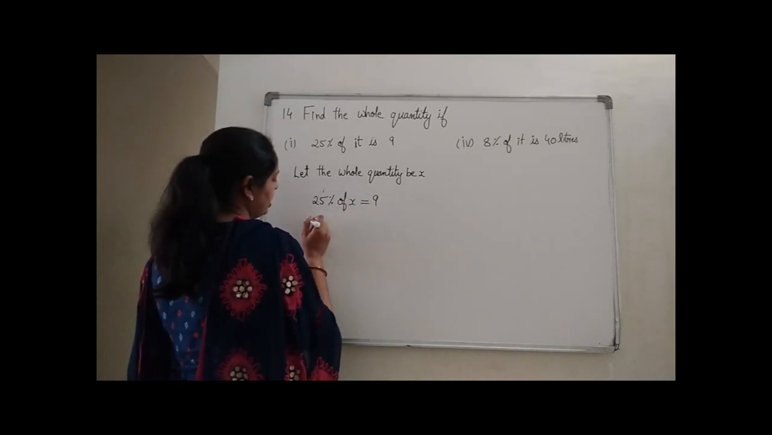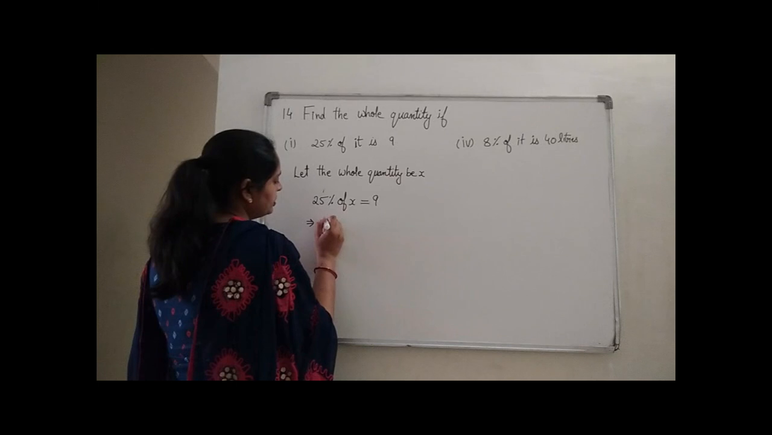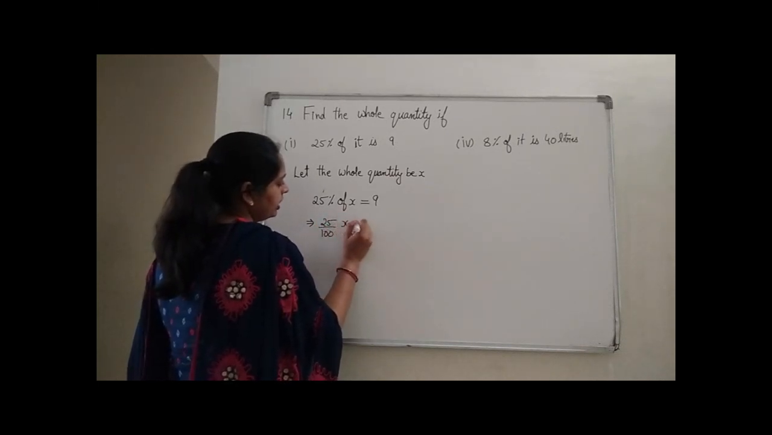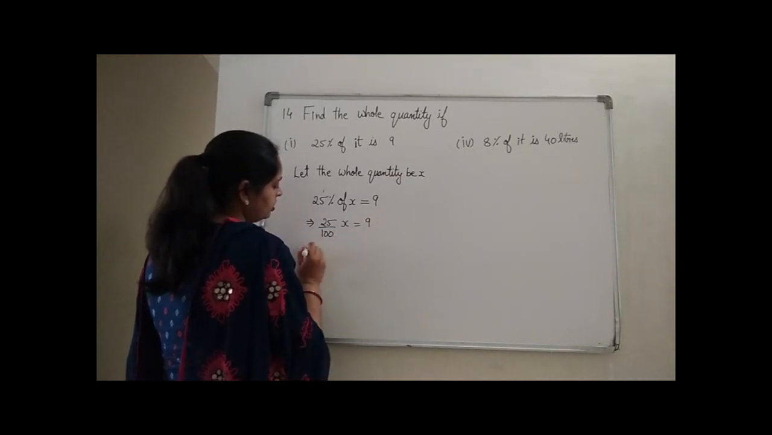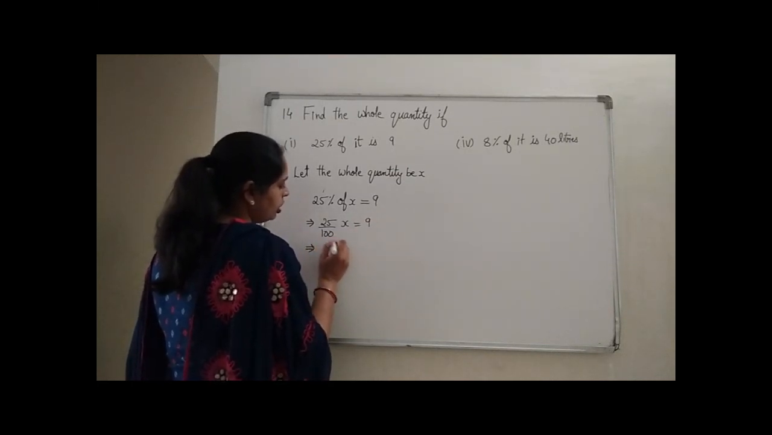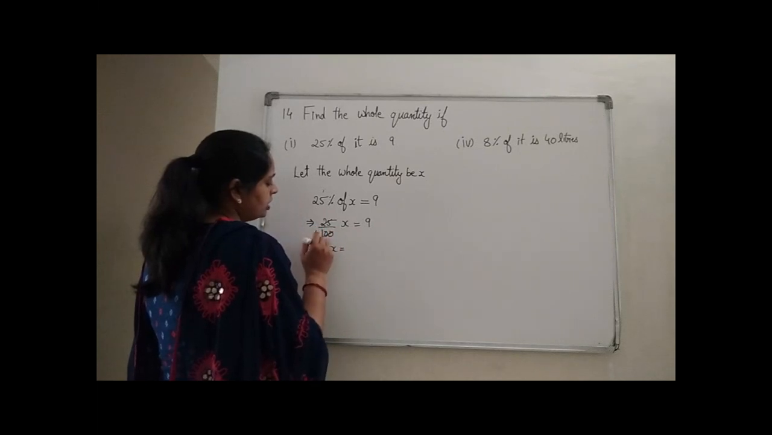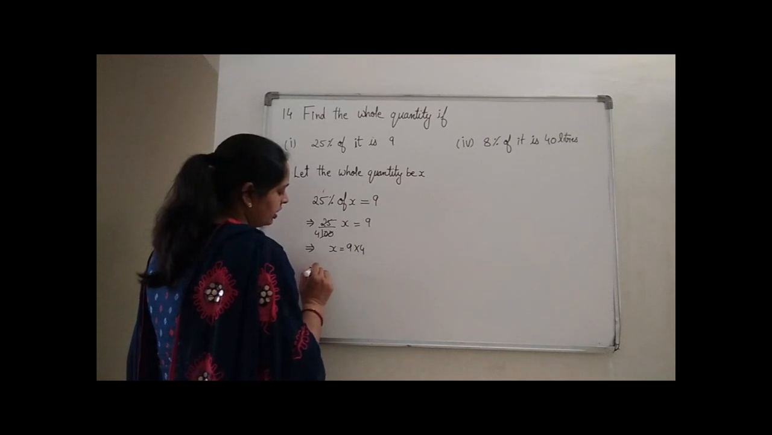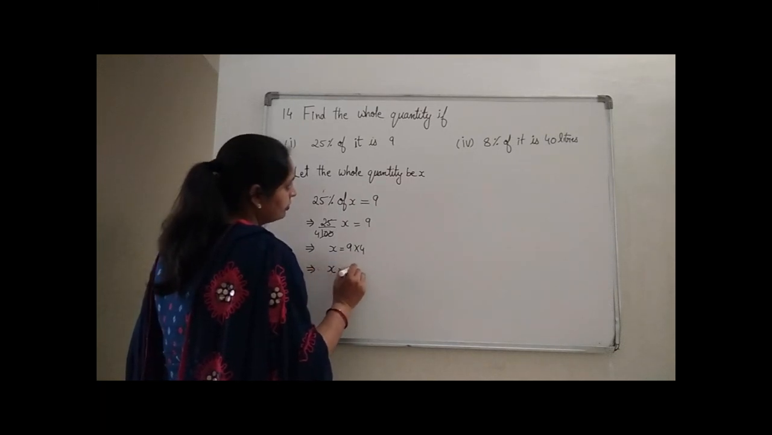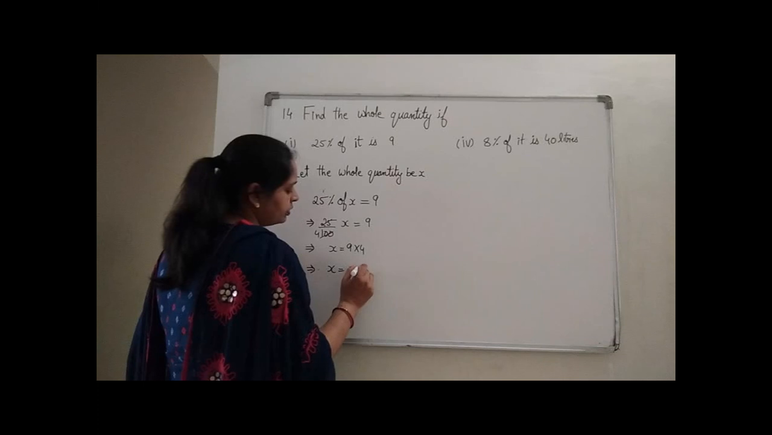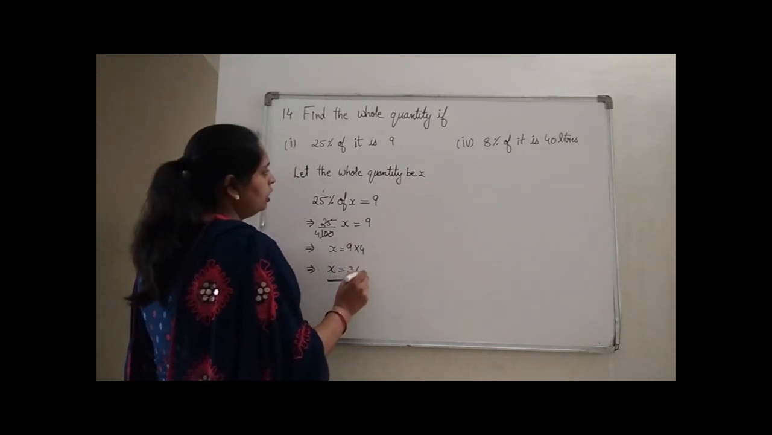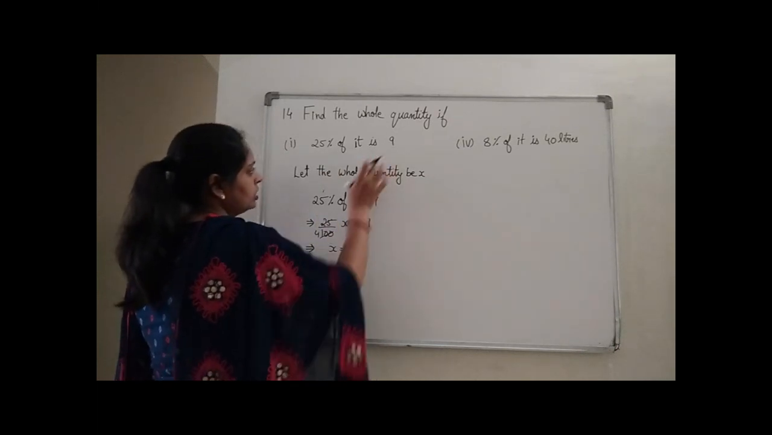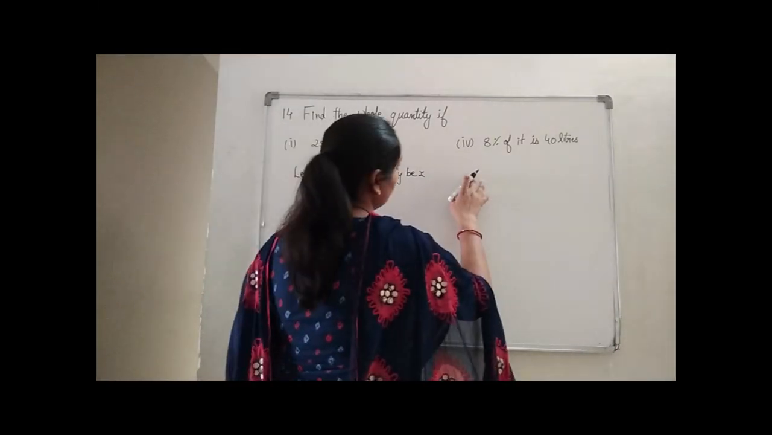What is the whole quantity we are asking for? That means 25% means 25 by 100 of x, that is x, equal to 9. So x will be equal to how much? 25 4s is 100, so 4 will go in the numerator. 9 into 4. So x equals 36. 9 4s are 36. So the whole quantity is 36. And 25% of 36 is 9.